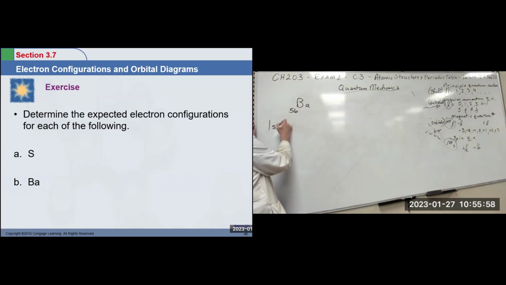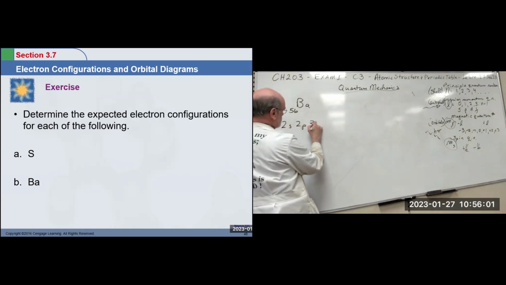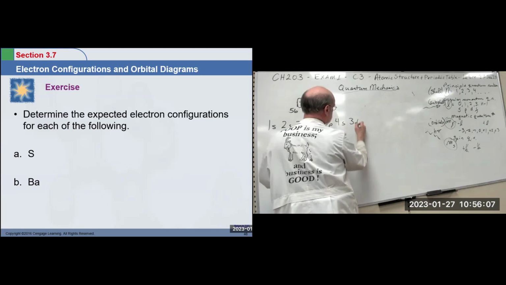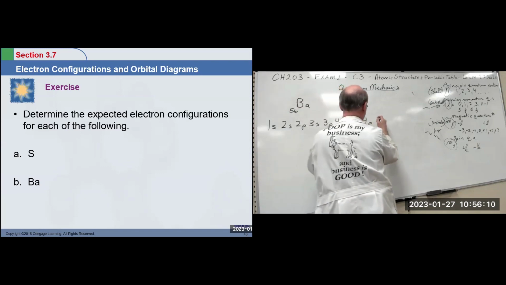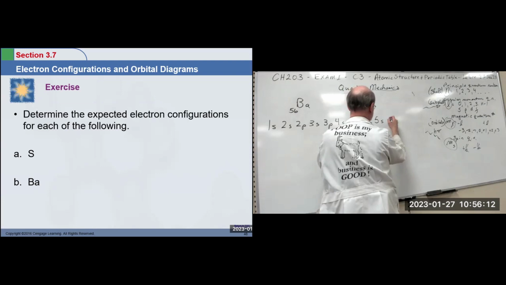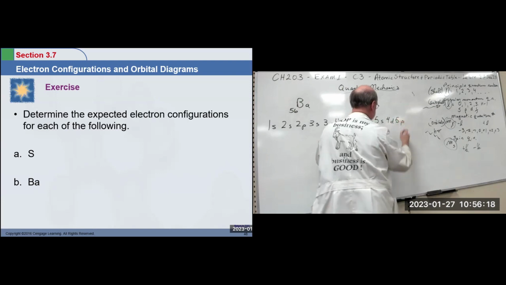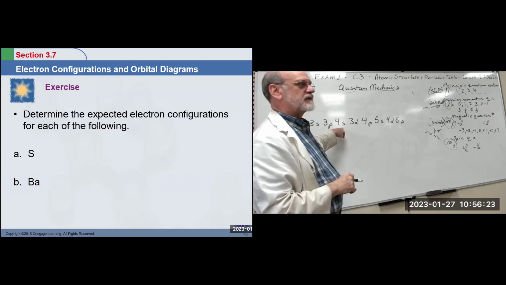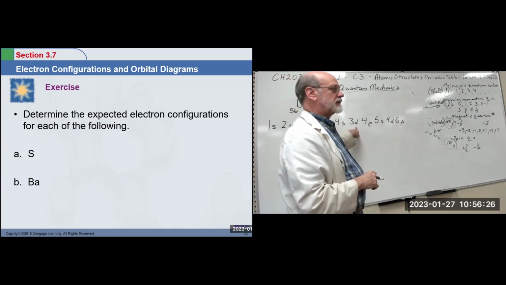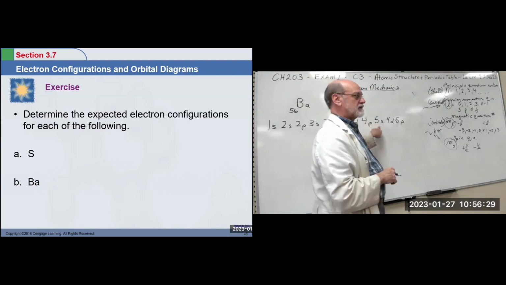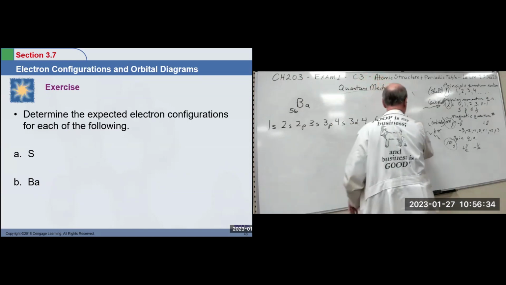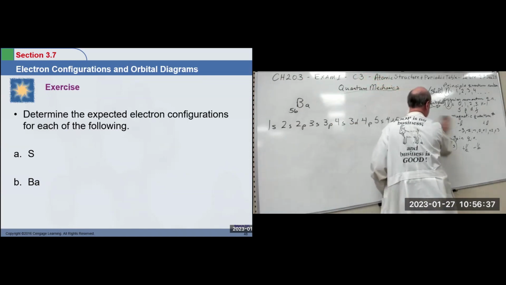So this will be 2s, 2p, 3s, 3p, 4s, 3d, 4p, 5s, 4d, 5p. Let's see. 3p, 4s, 3d, 4p, 5s, 4d, 5p, 6s. I'll have to erase some of these.